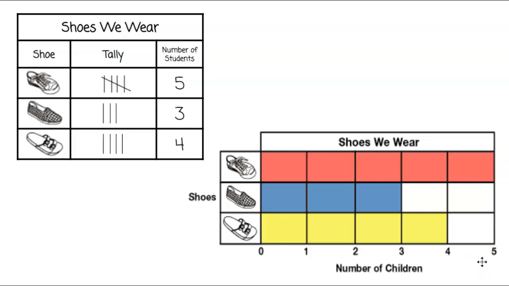wear laced shoes. Then I'm going to go over here and I'm going to go across to the end of my bar and see that 3 people wear closed-toed shoes. For my sandals, I'm going to go all the way to the end of my bar and see that 4 people wear sandals. Remember that in your frequency table, with those tally marks, this is the symbol for 5. I have 1, 2, 3, 4, and a diagonal line makes 5.